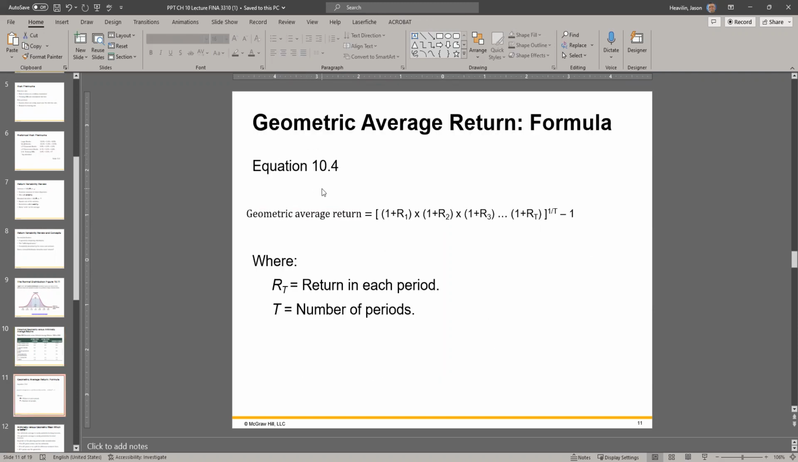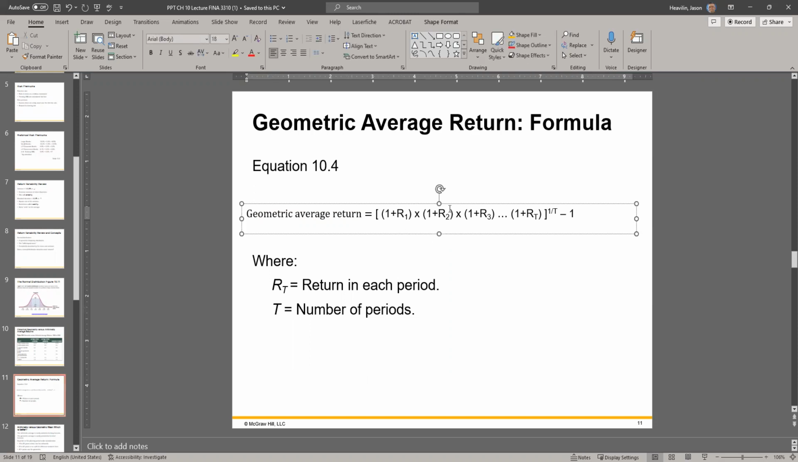This is the formula for a geometric average return. What you do is you grab every return. Let's say it's yearly. This could be monthly, weekly, or daily. It doesn't matter. Let's just say yearly for the example. So you take returns of year 1, returns of year 2, and what you're doing is you're putting a +1 in front of each one of them. And then you're going to multiply them for as many years as you have.